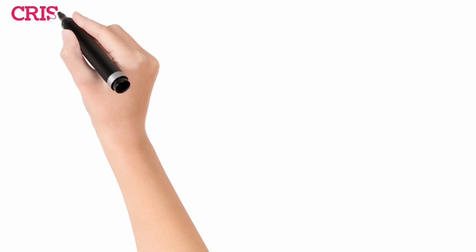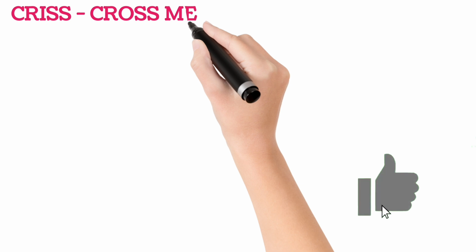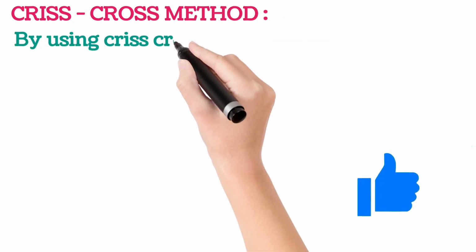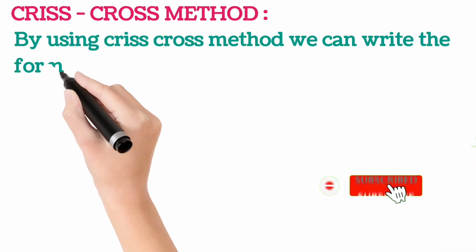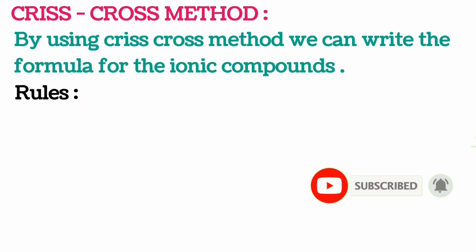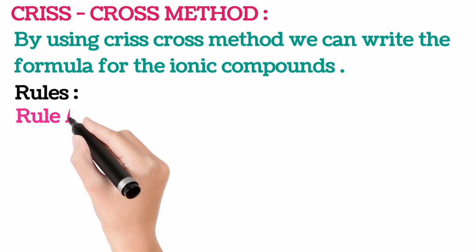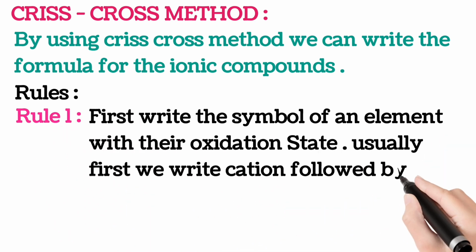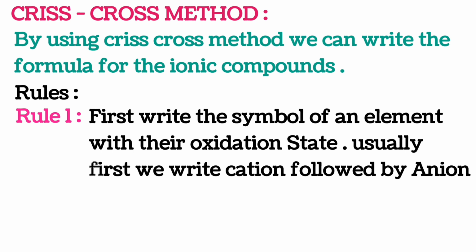Now, let me discuss the criss-cross method. By using the criss-cross method, we can write the formula for ionic compounds. In this method, there are some rules. First let me discuss those rules. Rule 1. First write the symbol of an element with its oxidation state. Usually, we write the cation first, followed by the anion.